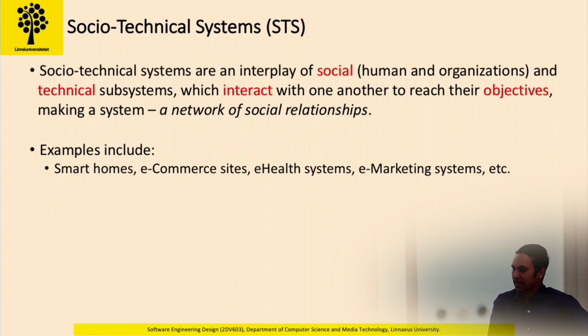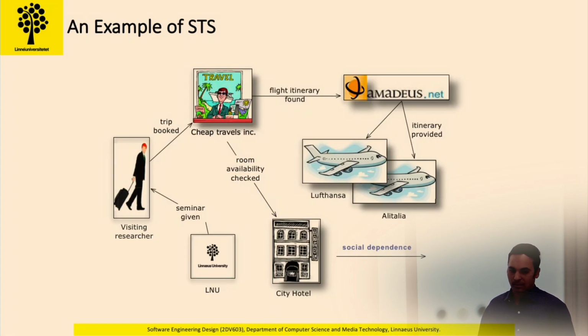So socio-technical systems are basically a network of social relationships. Social relationships are basically the interaction between those social and technical subsystems. So we as humans may interact with a website, for example, for purchasing a ticket or booking a hotel. So this will be an interaction between the human or the social object and the technical or web application. This is an example of a simple STS system.